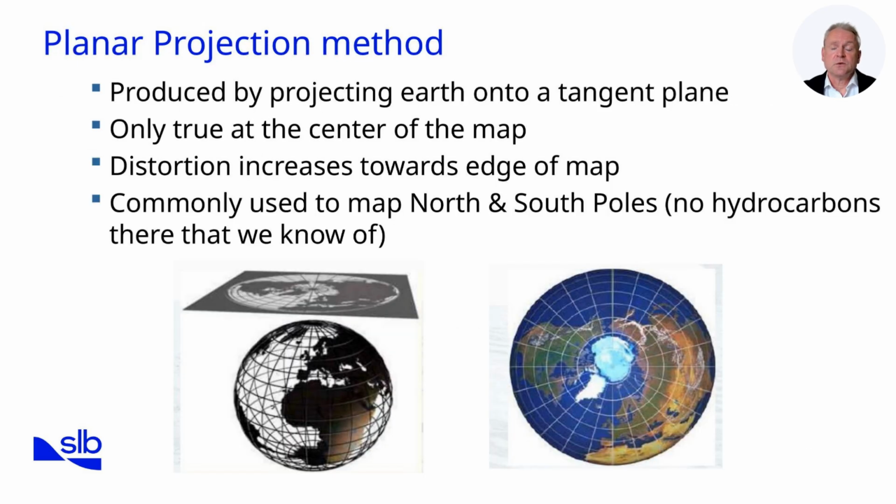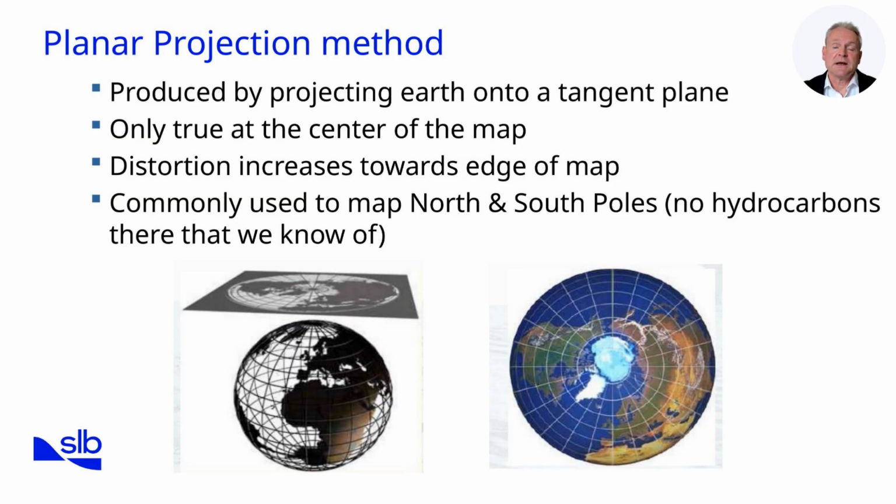Planar projection, also called azimuthal projection, is the simplest method of mapping Earth's surface onto a flat plane. Imagine placing a sheet of paper tangent to the globe at one point, then projecting nearby features onto it. At the very center, distortion is minimal and positions are accurate. However, as you move away from that central point, distortion increases dramatically.